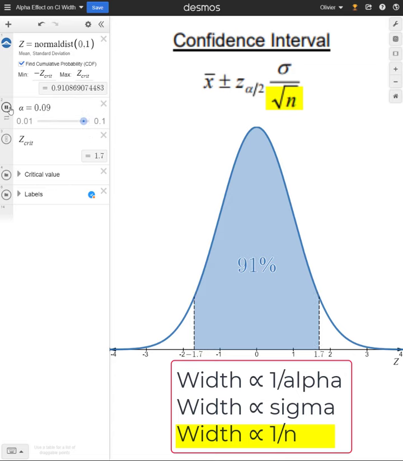So I encourage you to play around with this, and in general, just see how Desmos is powerful with statistics. I'll link to an article that's quite useful on that as well.